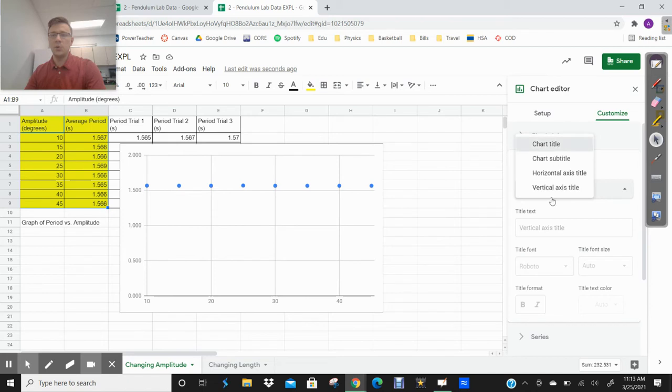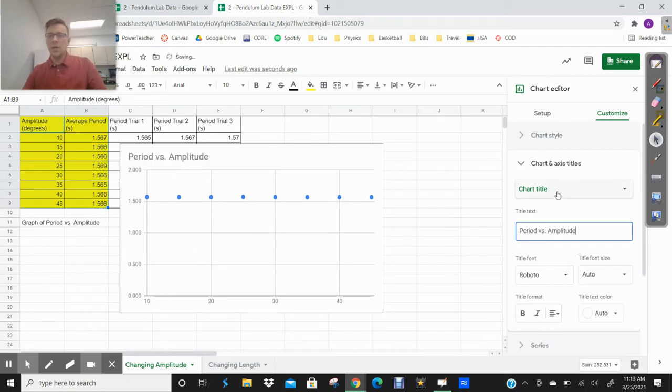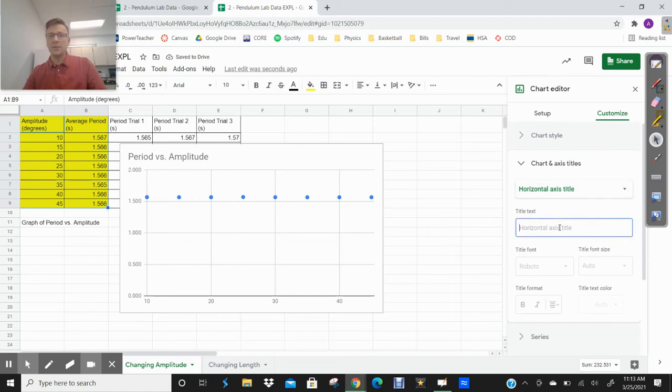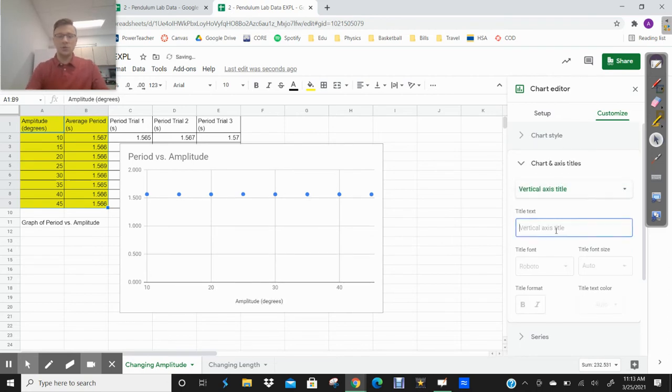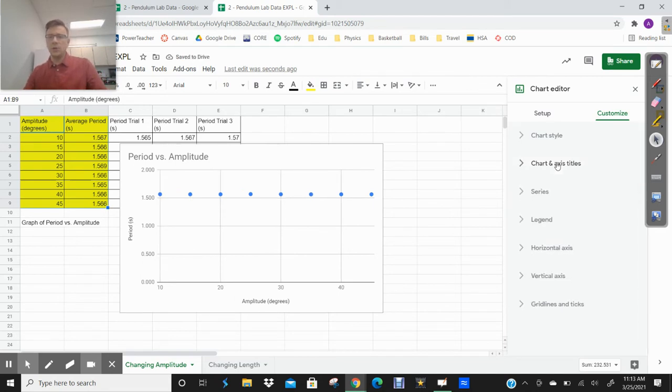And then I'm going to go to customize chart and axis titles. Let's go ahead and put our full chart title on there. This one should be period versus amplitude. And then we'll go to the horizontal axis, which should be amplitude in degrees. And then our vertical axis title should be period in seconds. And once you have that in, you're good to go on the chart and axis titles.